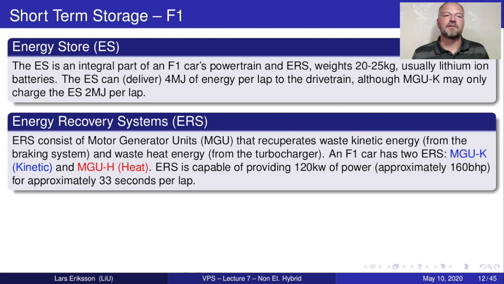The ERS, energy recovery system, is the motor generator unit that recuperates waste kinetic energy from the braking system and waste heat energy from the turbocharger. And one car usually has these two ERSs: the MGU-K for the kinetic, and the MGU-H for the heat. The ERS is capable of providing these 120 kilowatts of power for approximately 33 seconds per lap.